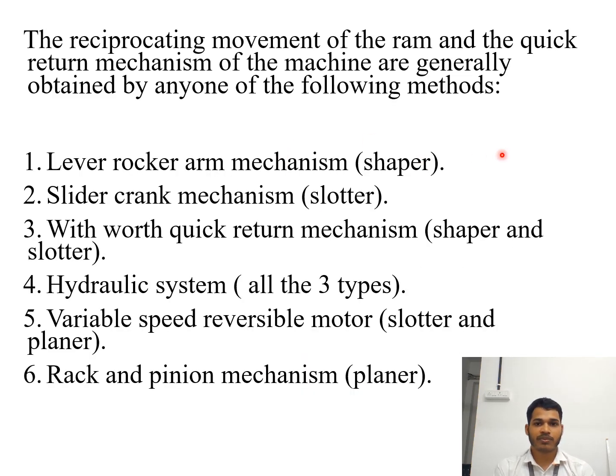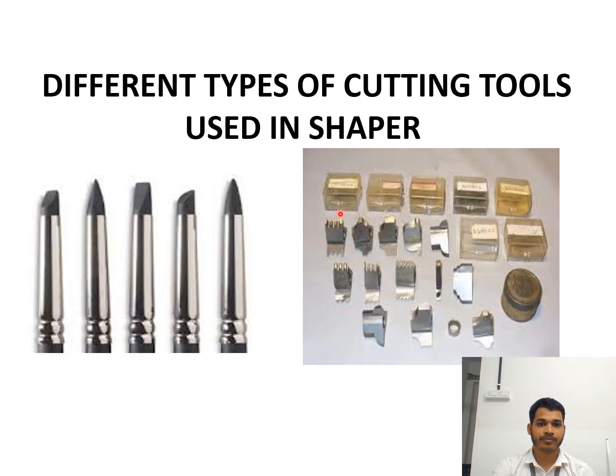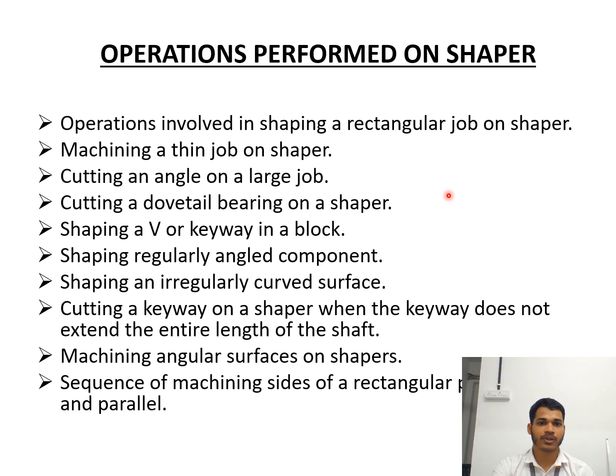The reciprocating movement of the ram and quick return mechanism of the machine are generally obtained by one of the following methods: lever rocker ram mechanism, slider crank mechanism, quick return mechanism, and hydraulic system. Variable speed reversible motor and rack and pinion mechanism are also used. Different types of cutting tools are used. These are the diagrams.